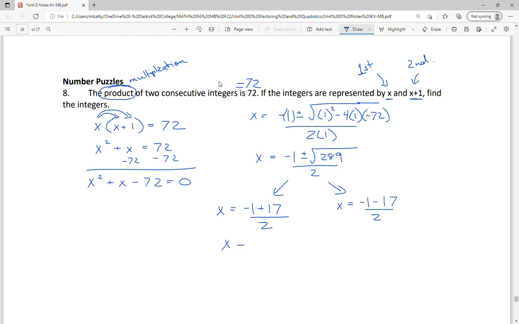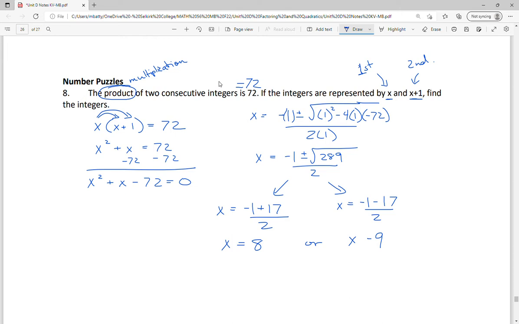I could have that x equals 16 over 2, which is 8, or x equals -18 over 2, which is -9. Now, every other question, we have been rejecting this negative option. In this particular question, there's no reason to reject this.